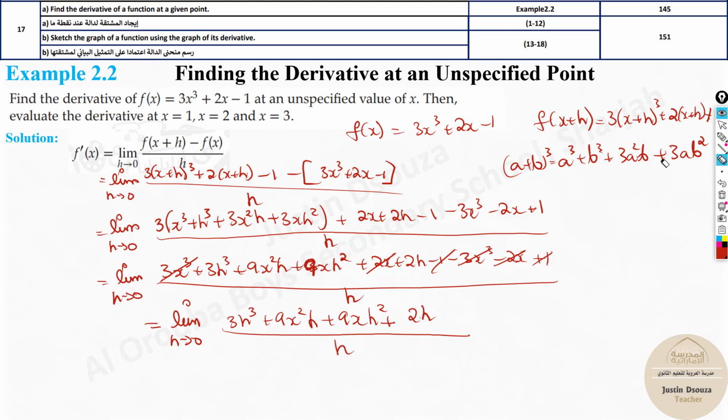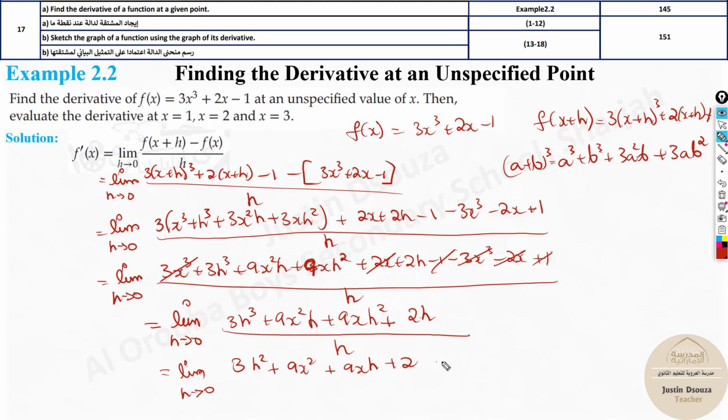Now, this is the thing. Here, what you need to do is divide by h throughout. It will be limit as h tends to 0. That will be 3h cubed divided by h is 3h squared, plus 9x squared, h and h cancels, plus 9xh because h squared and h cancels, plus 2, h cancels. Now apply the limit.